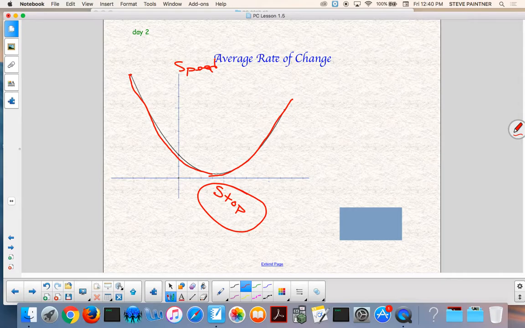Now, so here's the deal. Your speed at any point in time is a number. It could be 7 miles per hour. It could be 20 miles per hour. But average rate of change means this. I'm going to give you 2 points in time, and now give me the average. So if I said right here, you have a speed in your car, and then right here, you have another speed in your car. So what I want you to do is take those 2 points in time and find the what? Average.